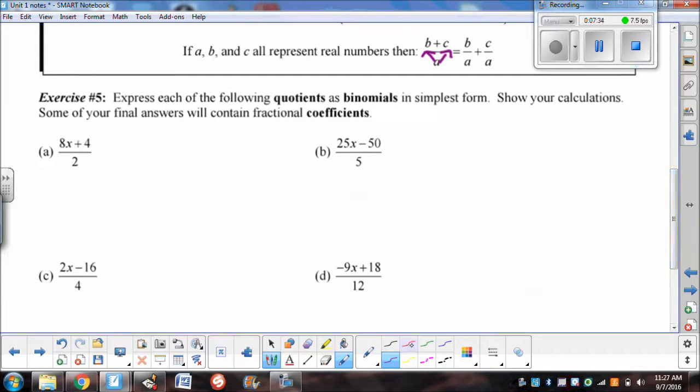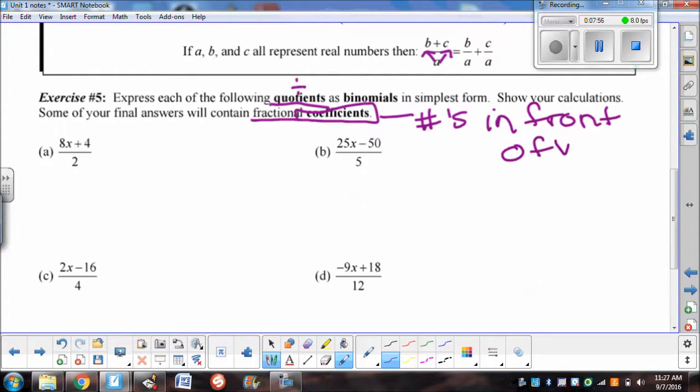So let's practice with that. It says express each of the following quotients. Quotient means to divide, as binomials in simplest form. Show your calculations. Some of your final answers will contain fractional coefficients. Okay, coefficients are just the numbers in front of your variable. Okay, fractional coefficients, and that's okay.